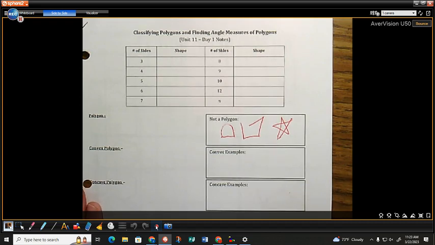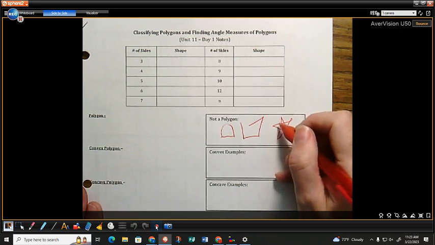Oh, wait. Well, you've got to erase that part. No, I see a pentagon. Don't do that. Straight lines connecting that do not intersect.